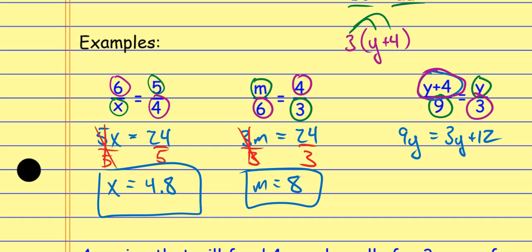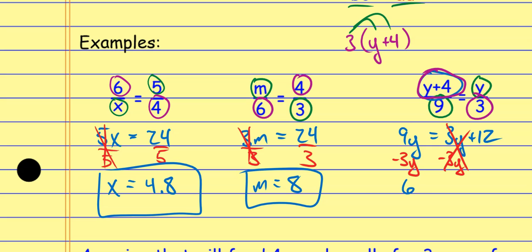And now from here, if I want to solve this thing, I have to simplify and then solve. I simplify by getting my y's on the same side. I've got y's on two different sides of the equal sign. So I need to get rid of one of those. I'm going to get rid of the 3y by subtracting 3y from each side. Once again, these cancel.